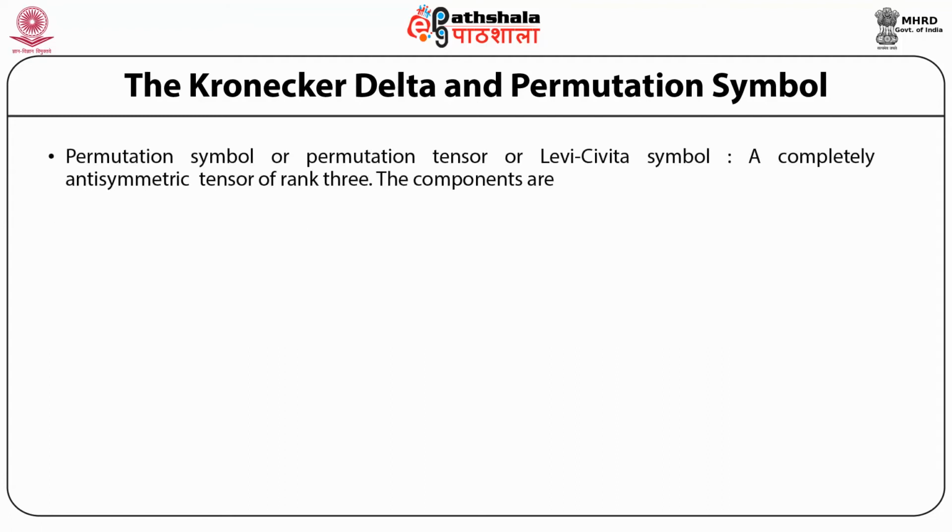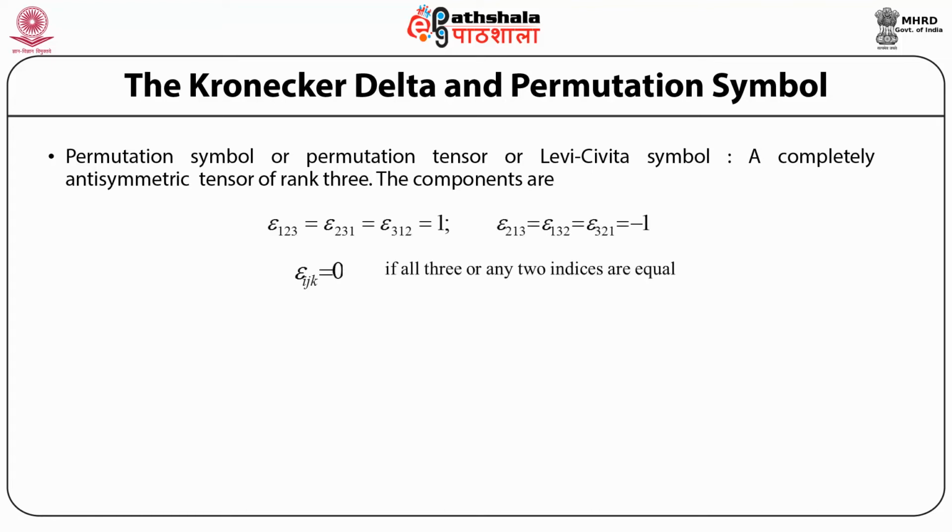Permutation symbols or permutation tensors or Levi-Civita symbol form a completely antisymmetric tensor of rank 3. The components are epsilon 123 equals epsilon 231 equals epsilon 312 equals 1 and epsilon 213 equals epsilon 132 equals epsilon 321 equals minus 1, or epsilon_ijk equals 0 if any two indices are equal. So it can also be written as epsilon_ijk equals 1/2 (i minus j)(j minus k)(k minus i).